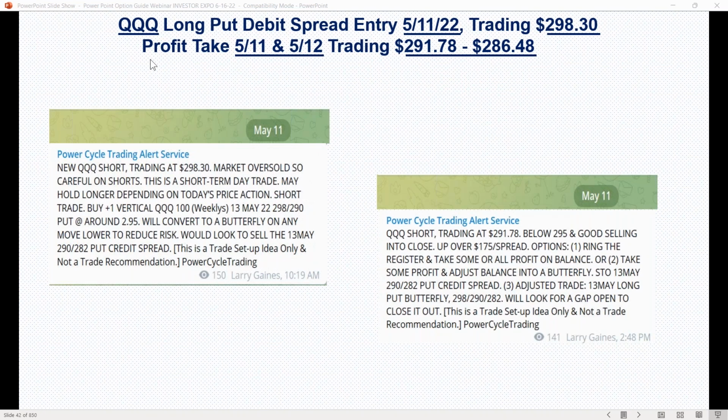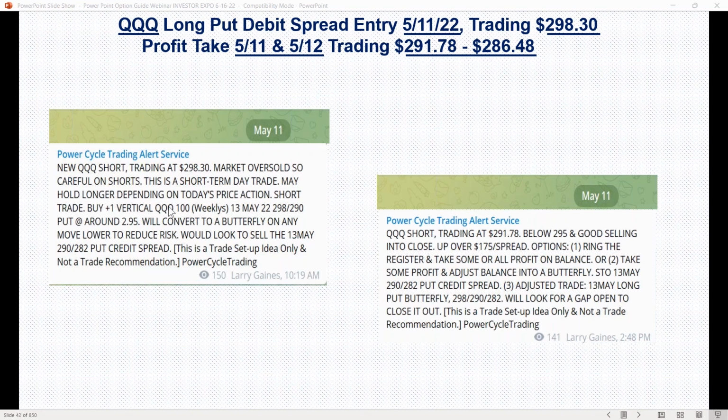I won't go through the details, but this was the alert sent out. This was back on May 11th, and it was traded at 298.30. And then we ended up taking profit. It started out as a day trade, and we took profit the same day and the next day. So here's the trade setup. It says new QQQ short, trade at 298, etc. Market oversold, so we're going to be careful on our short. This is a short-term day trade. May hold longer depending on today's price action.